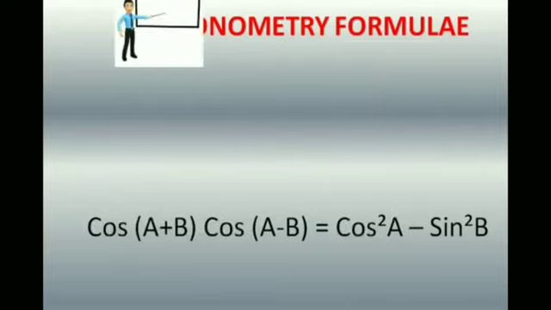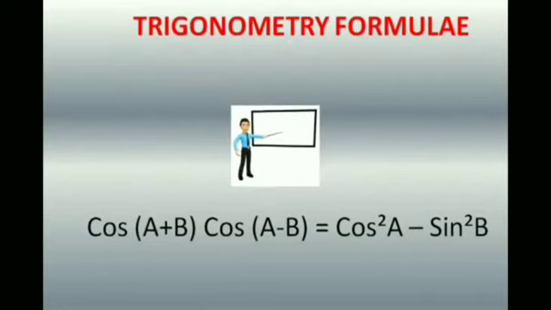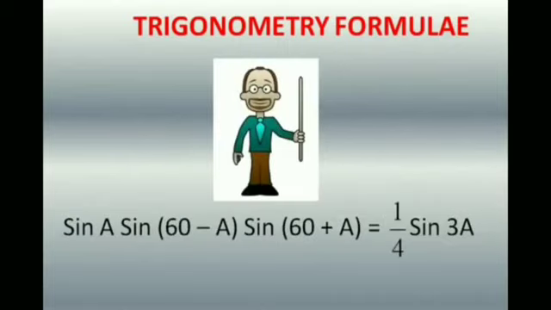Okay, just remember sin(a plus b) into sin(a minus b) is sin square a minus sin square b. But cos is a little bit different from sin. So cos(a plus b) into cos(a minus b) is not cos square a minus cos square b. It is cos square a minus sin square b. All the time remember this, don't make a mistake. Now a very important formula; if we just remember this, things will become easier for us.